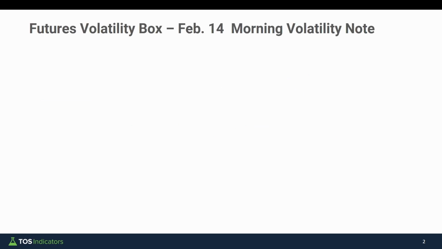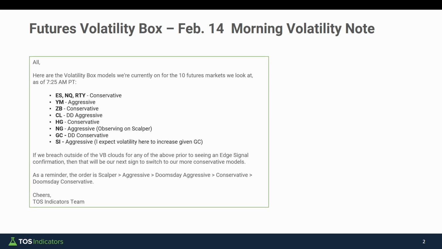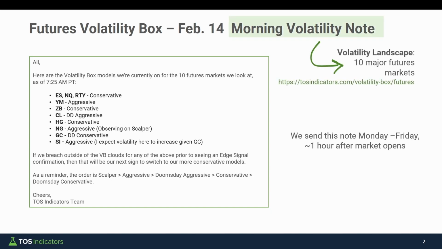Now let's start first by reviewing the morning volatility note that we sent out to all of our members this morning. The morning volatility note looks something like this, and it's something we send out to our futures volatility box members with the volatility landscape of the day. We send this out about an hour after the market opens, so around 7:30 a.m. Pacific, and we use the volatility up until that point to make some predictions around what we expect to happen as the day progresses. Now this was today's note.